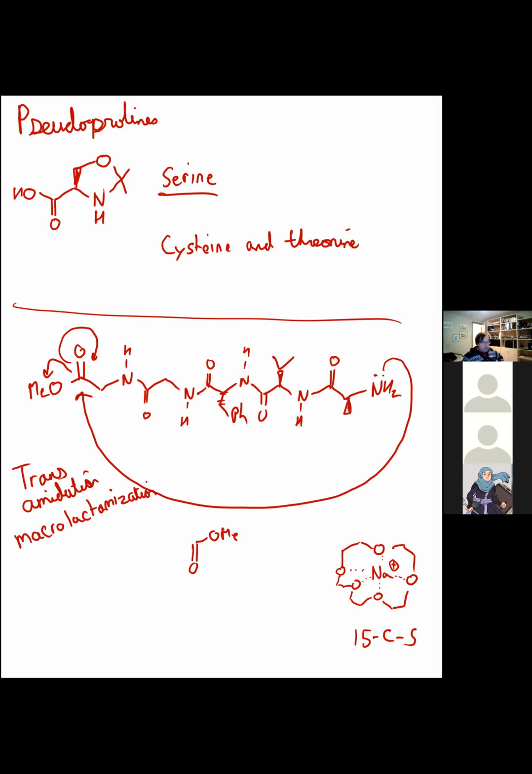So what somebody thought is, well, a peptide is kind of like a crown ether. So if we have the sodium plus here, that's also a glycine. So we got 2 glycines.